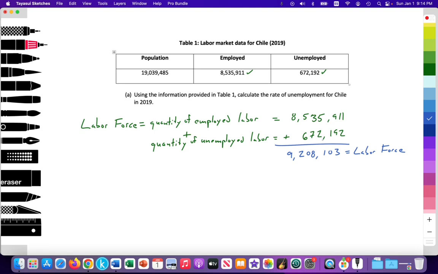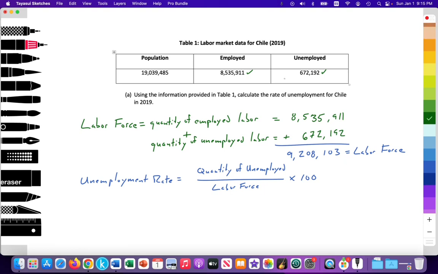Okay, so now it's pretty easy. What we're going to do is take our unemployed divided by our labor force, and that will give us the unemployment rate. So the unemployment rate is calculated as the quantity of unemployed divided by the labor force multiplied by 100. Okay, so we can go ahead and calculate that.